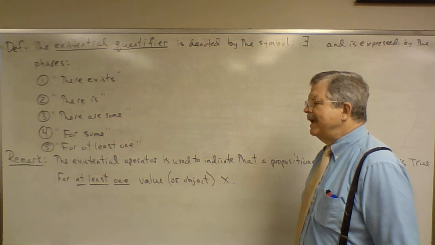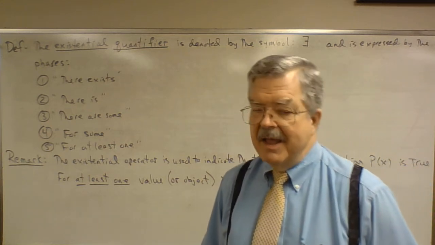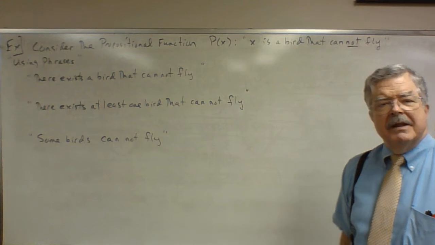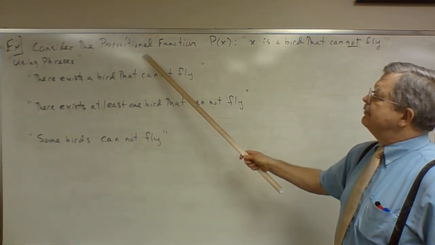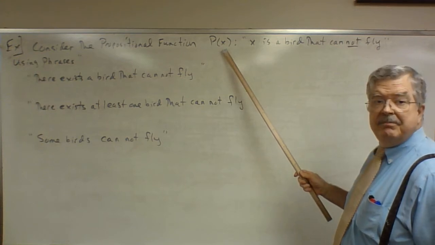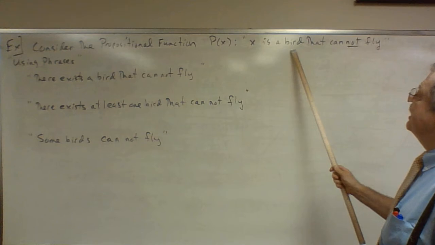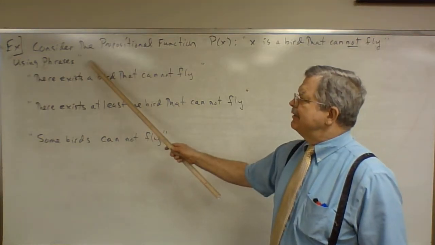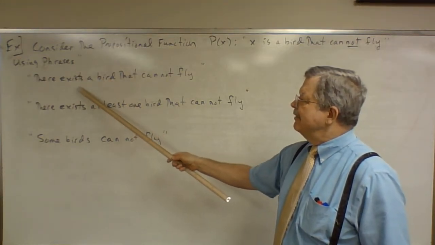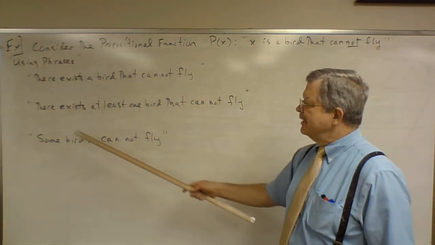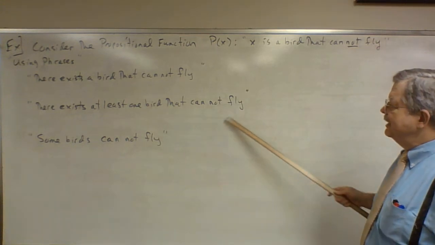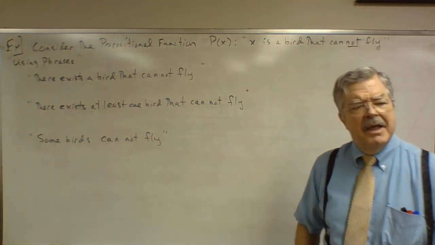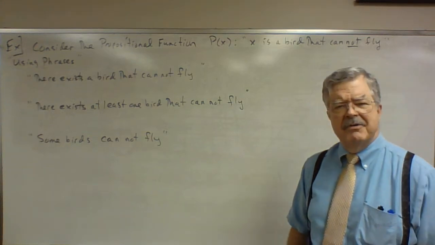Now let's look at some statements written symbolically and using phrases instead of symbols. Let's consider this statement. Consider the propositional function p of x based on the statement x is a bird that cannot fly. Now we can express this using phrases. There exists a bird that cannot fly. There exists at least one bird that cannot fly. Some birds cannot fly. And essentially, they all have the same rendering symbolically.